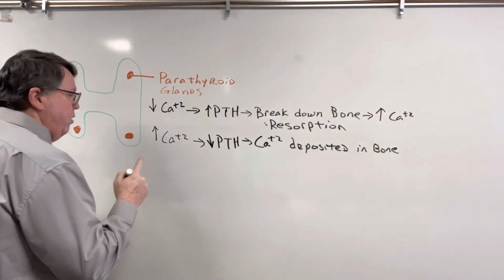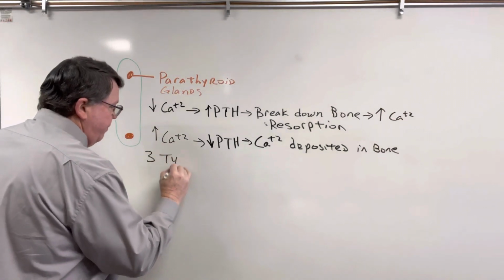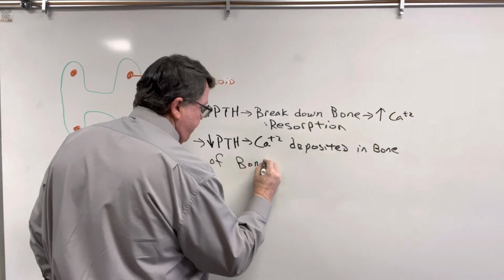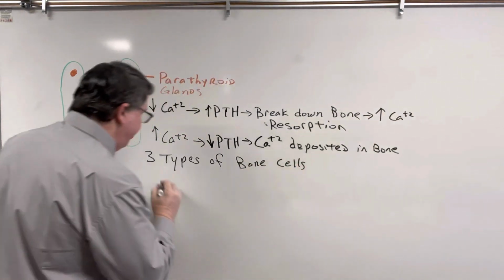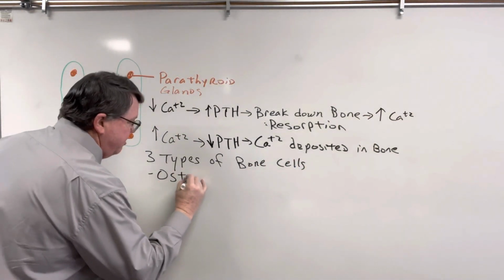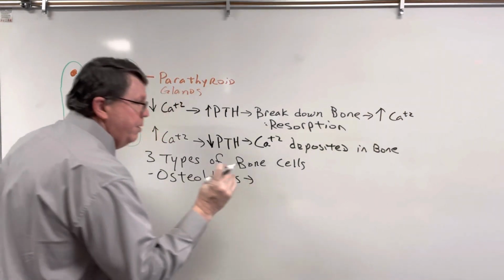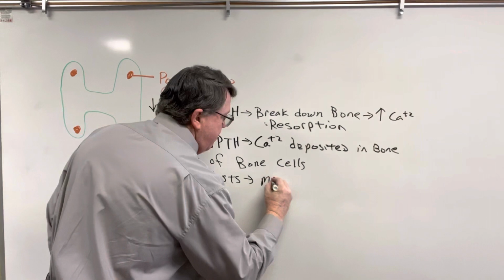Before we do though, we're going to talk about three types of bone cells. The first one we're going to talk about is called osteoblast. So osteoblasts basically put the calcium into bone. So we're just going to say they make bone.